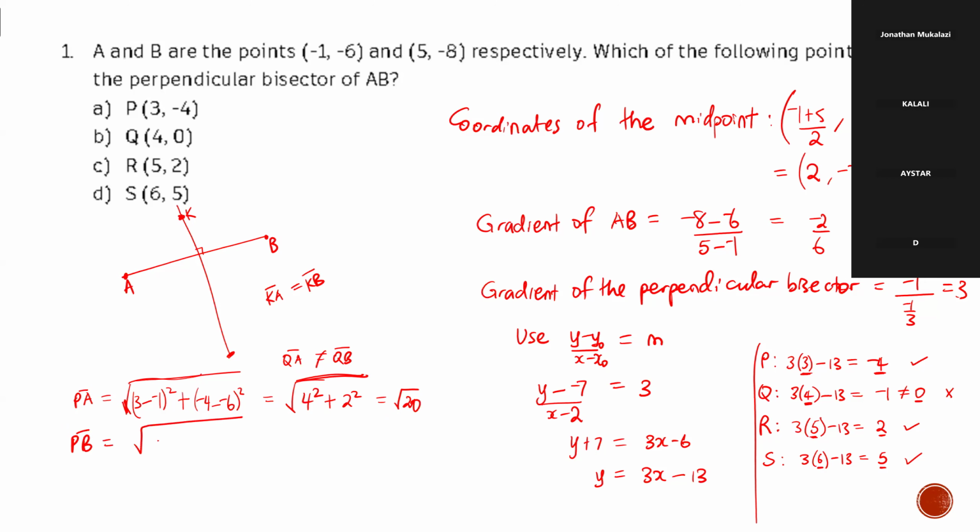PB is going to be 3 minus 5 squared plus minus 4 minus minus 8 squared. This comes to the same thing, 2 squared plus 4 squared, which is root 20. So you can see that indeed PA is equal to PB, and therefore P lies on the perpendicular bisector of AB. Yeah, so this is also true for R and S. Are there any questions?